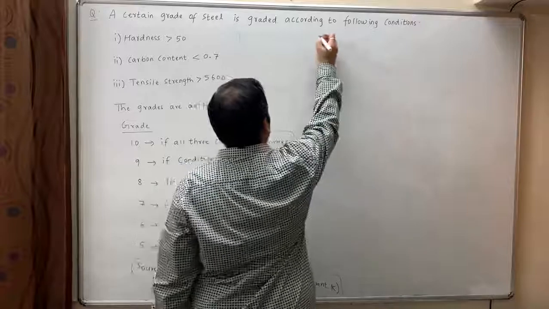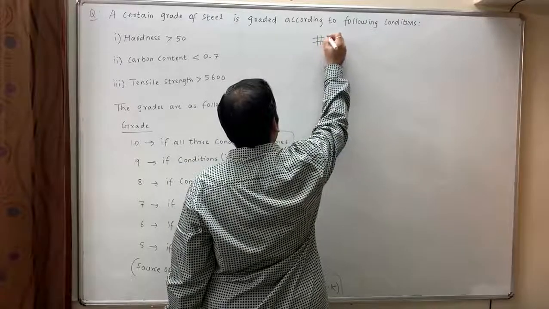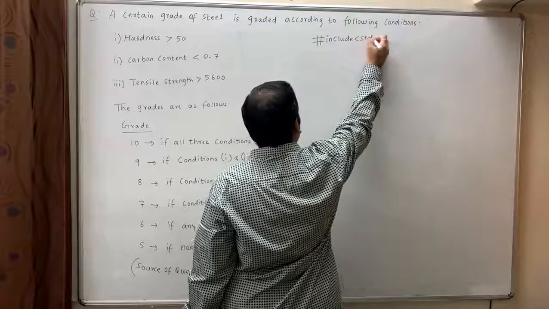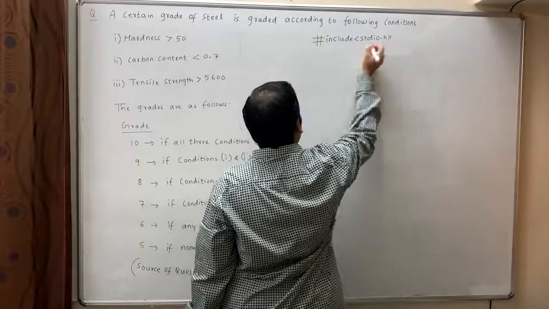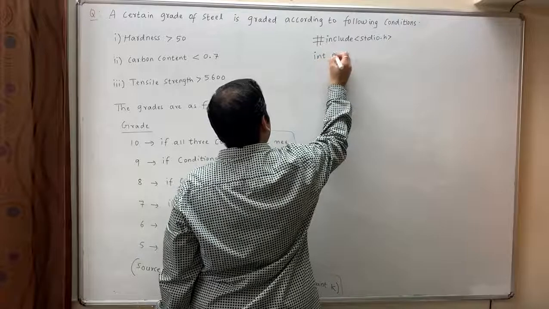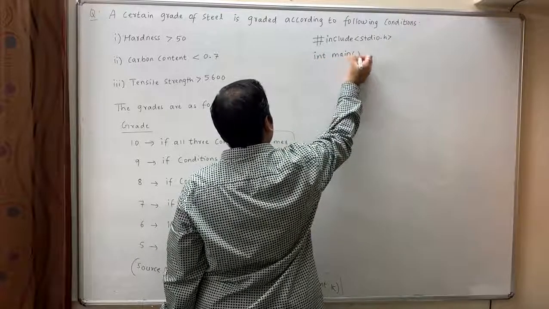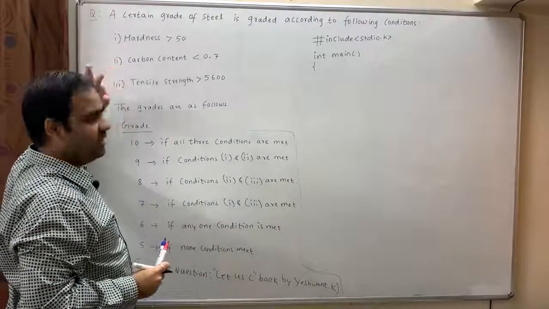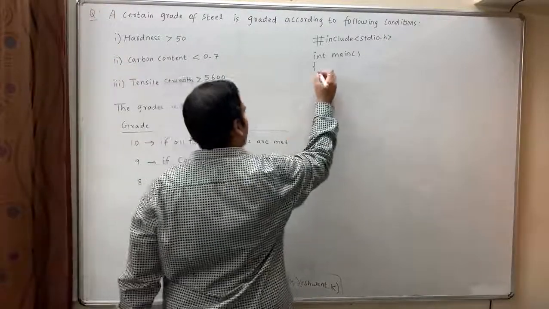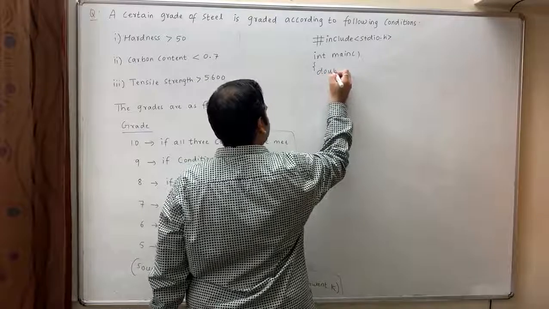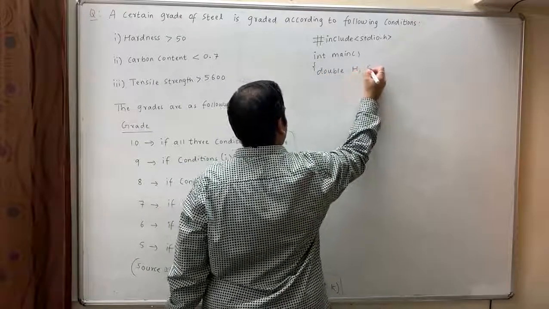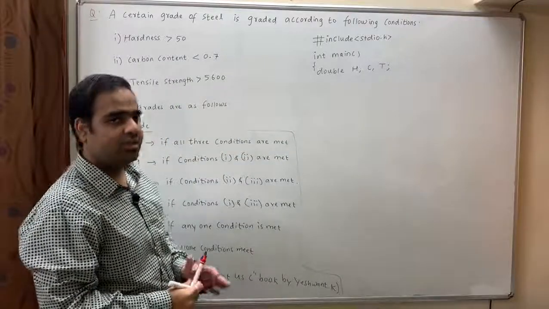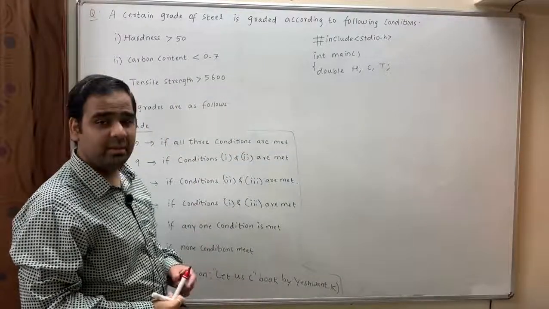Okay, let's see how do we write the code for it. We say hash include stdio.h. This is for printf and scanf. Then we say int main. The input for this question is hardness, carbon content and tensile strength. Therefore, we write here double hardness, carbon content and tensile strength. Let H be hardness, C be carbon content and T be tensile strength.